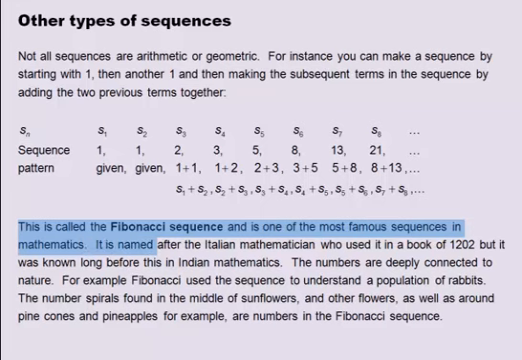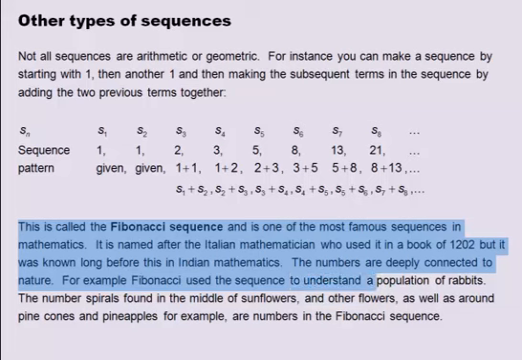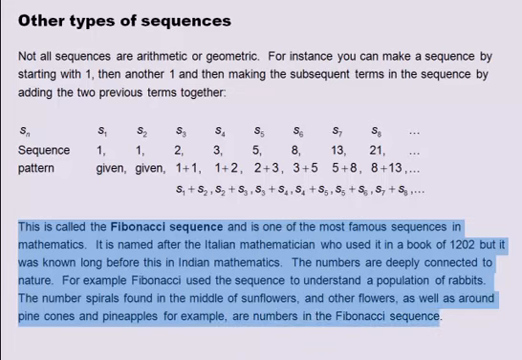It is named after the Italian mathematician who used it in a book of 1202, but it was known long before this in Indian mathematics. The numbers are deeply connected to nature. For example, Fibonacci used the sequence to understand a population of rabbits. The number of spirals found in the middle of sunflowers and other flowers, as well as around pine cones and pineapples, for example, are numbers in the Fibonacci sequence.